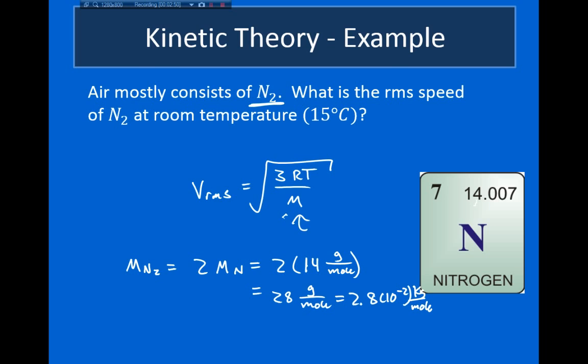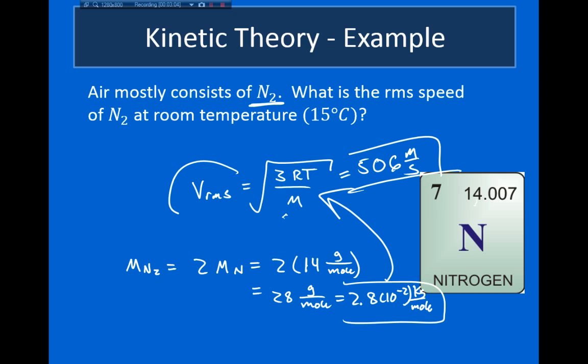And if I plug this number into this equation up here, I'll see that the average speed is equal to, I think it's 506 meters per second. So we can see that the average speed of even just air at room temperature is extremely fast.